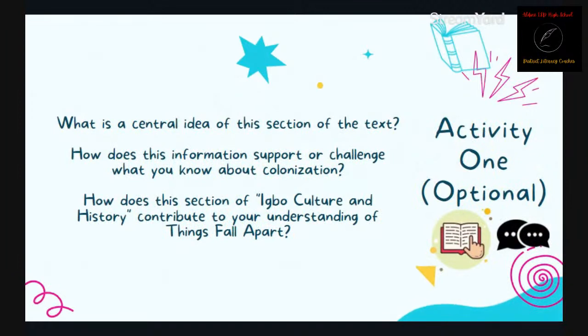This lesson begins with one of those optional activities in which students meet with a partner to discuss the homework reading, The Igbo People Meet the Europeans, the Era of Informal Empire, using the questions on the screen. What is the central idea of this section of the text? How does this information support or challenge what you know about colonization? How does this section of Igbo culture and history contribute to your understanding of Things Fall Apart?